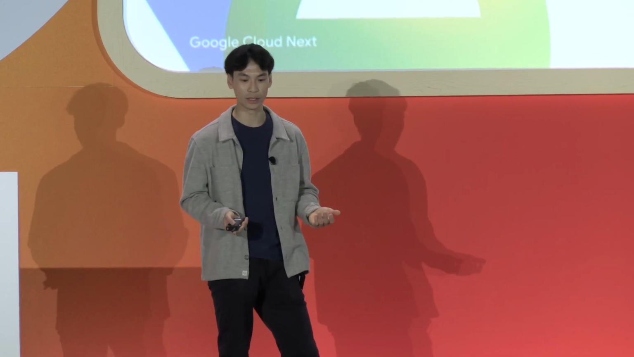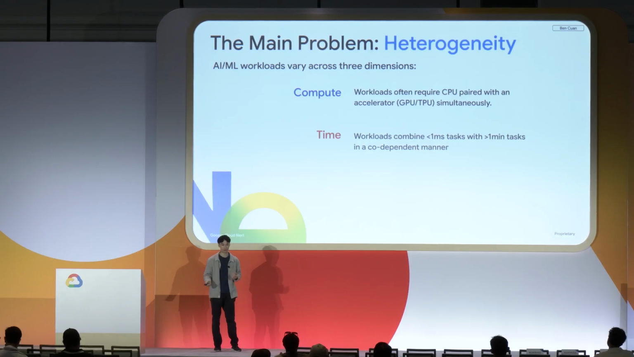So going into the main problem that we're trying to solve with these platforms and with these characteristics in mind is heterogeneity. What I mean by that is that our workloads vary across three main dimensions: compute, space, and time. As a high-level overview, compute heterogeneity refers to workloads that need several different types of hardware all at the same time. For example, workloads often require CPU paired with GPU or TPU simultaneously. Workloads also vary across time. Within a single training run, we often combine tasks that take less than a millisecond each with tasks that could take seconds or up to a minute in a codependent manner.